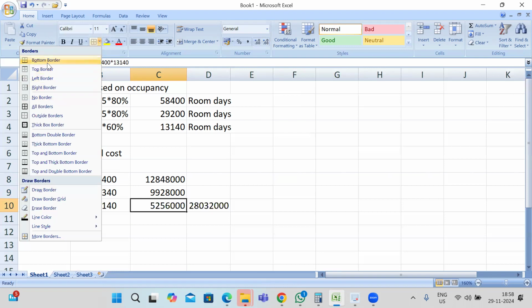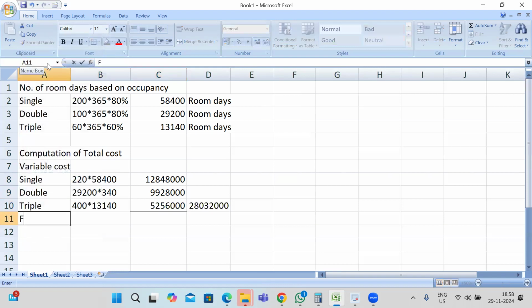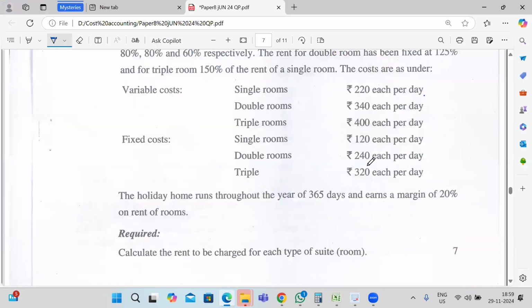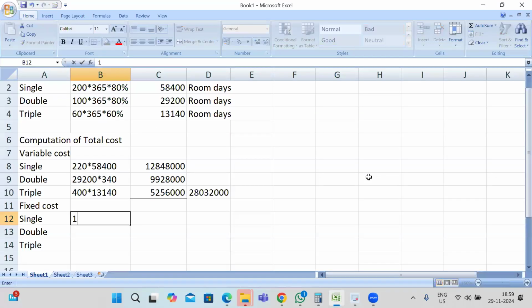Now let's move on to fixed cost. Again, for fixed cost, we need to calculate single room, double room, triple rooms. For fixed cost, we have two methods of calculating. One is based on occupied room days. Another one is based on total room days. In either method, if you calculate, you will get the marks. For fixed cost, they have given 120, 240, and 320 each. So 120 into, I'm going to calculate based on occupancy here, first method.